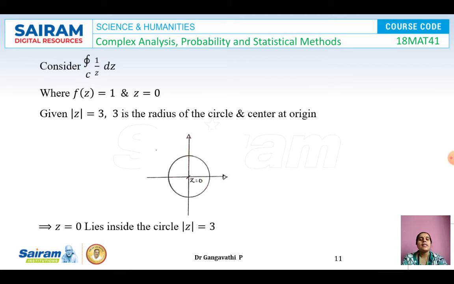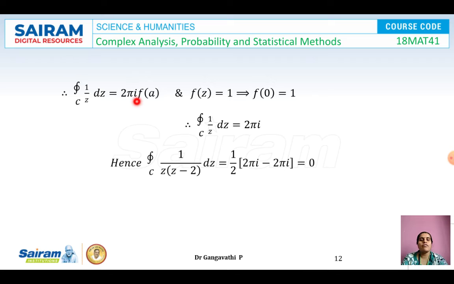And obviously this z equal to 0 lies inside the given curve. Therefore, we are going to apply Cauchy's integral formula, which is given by the integral over c of f(z)/(z - a) dz is equal to 2 pi i into f of a. So f of z is equal to 1, and f of 0 is also equal to 1. Therefore, the integral over c of 1 by z dz is equal to 2 pi i.